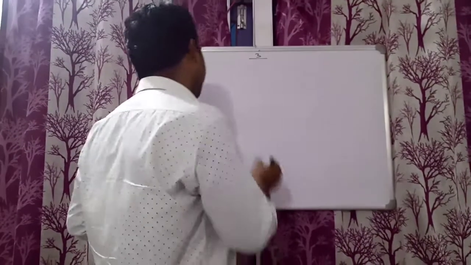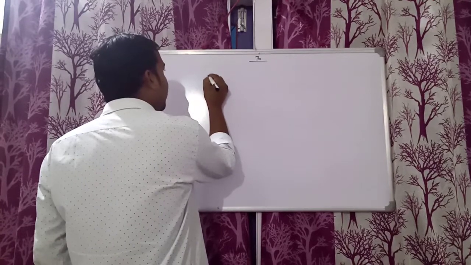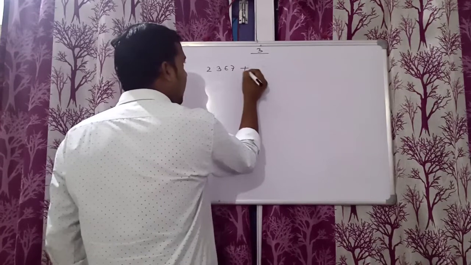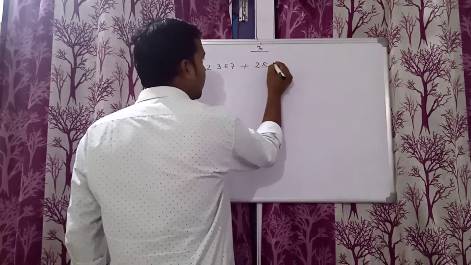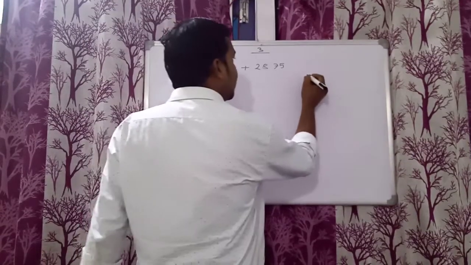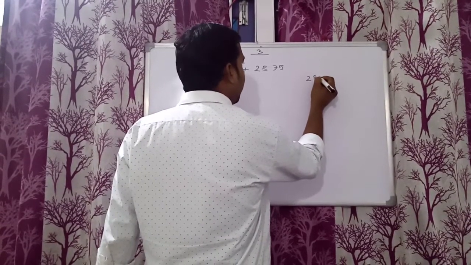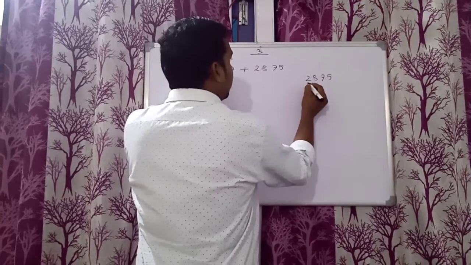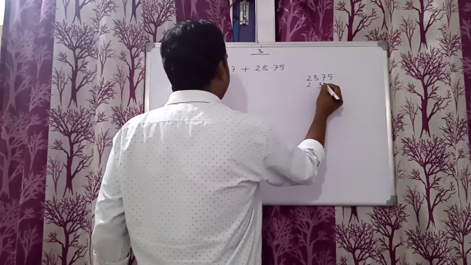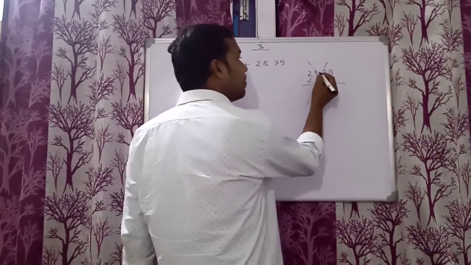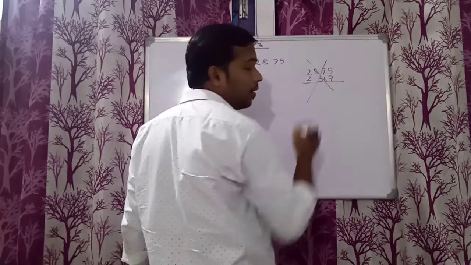Suppose for adding, now we are going to add 2.367 plus 28.75. Okay, if you are doing it like this way, 28.75, then the other one is 2.367, that means your calculation will be wrong. Why? Because for add or subtract, decimal should be in a line.